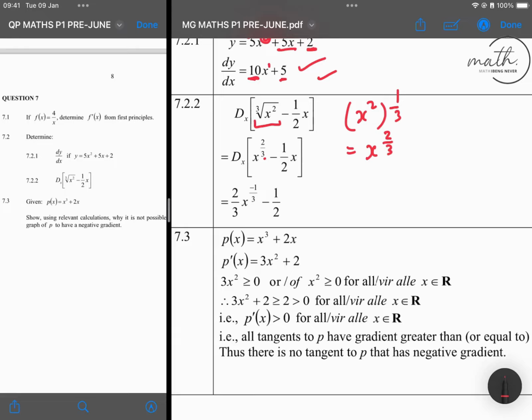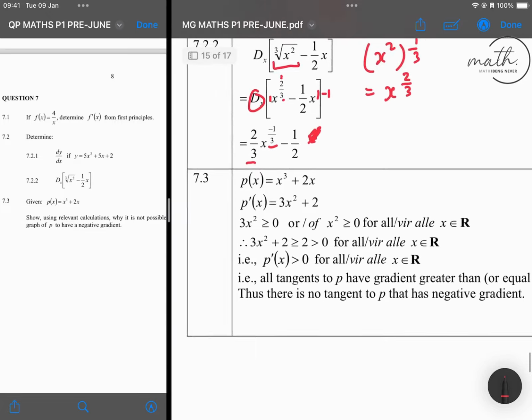Then you can drop when they remove this after dropping. So this multiplied with 1, it's going to be 2 over 3. Minus 1, it's minus 1 over 3. Here you have a 1. 1 times negative half, it's negative half. Minus 1, 0. X to the 0 is 1, so it goes away. 7.3.